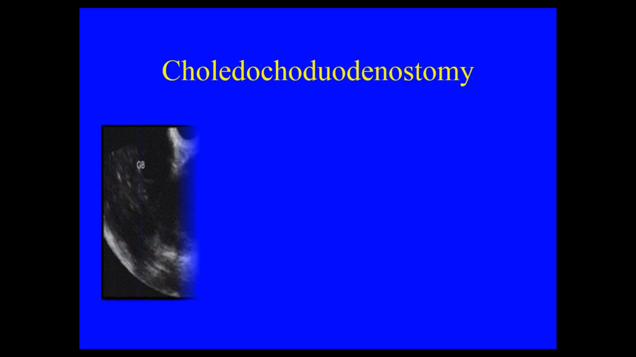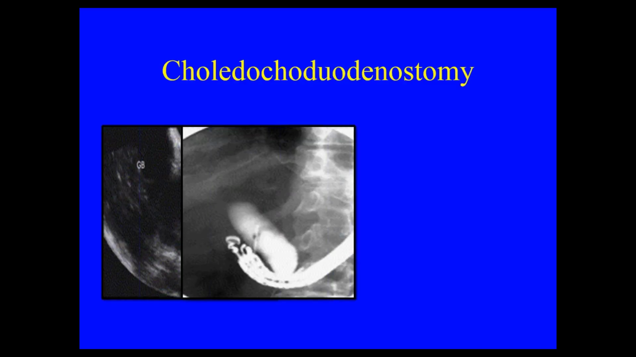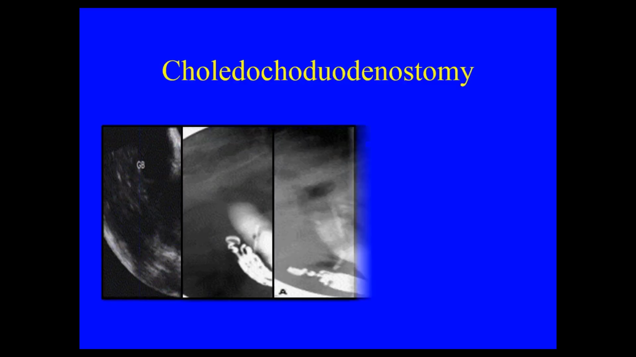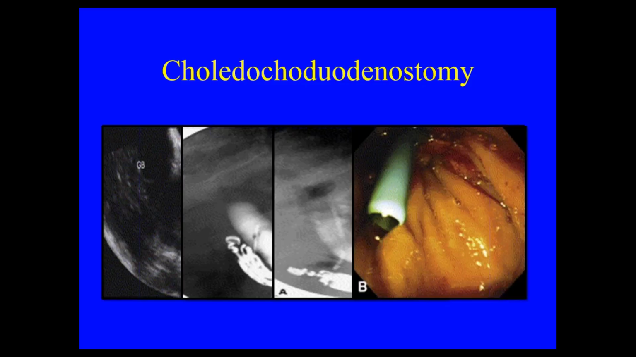Here, the bile duct is punctured from the duodenal bulb via EUS. Inject contrast to confirm that you are indeed in the bile duct. Dilate the tract and place a stent. Here now, the stent is going from the duodenal bulb into the main bile duct. So a way for you to drain the main bile duct without going through the ampulla.